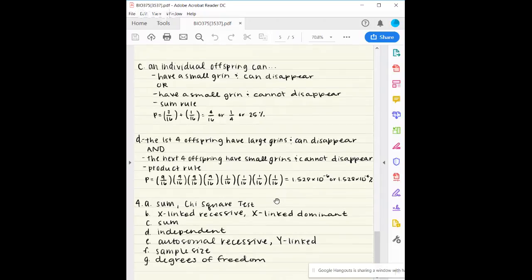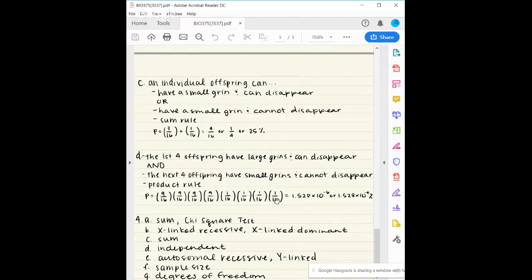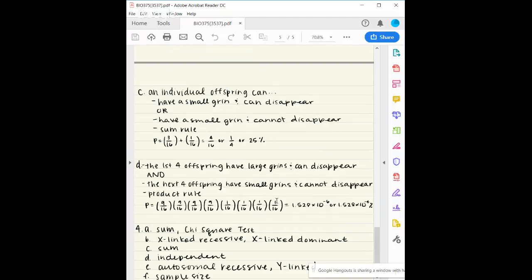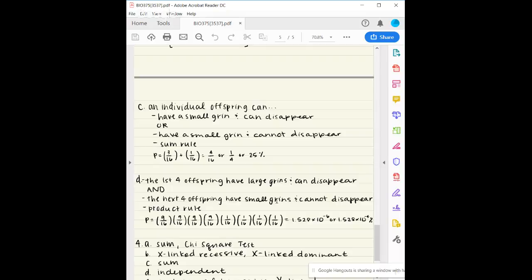And then for D, it's asking what's the probability that the first 4 offspring have large grins and can disappear, and the next 4 offspring have small grins and cannot disappear. So I did 3/4 times 3/4, which is 0.5625, and then 1/4 times 1/4, which is 0.0625. I did the 0.5625 to the 4th power, and I times that number by 0.0625 to the 4th power. And the final answer is on there. It's 1.528 times 10 to the -4%.